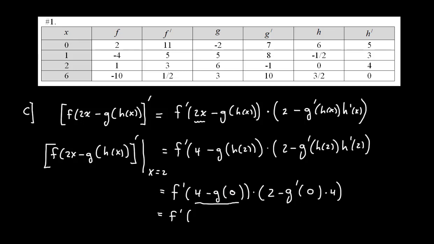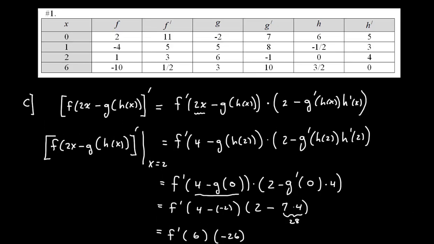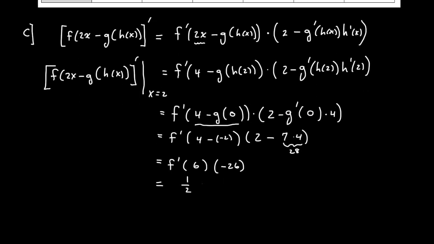F prime of, then I have 4 minus g of 0. What is g of 0? G of 0 is negative 2. So 4 minus a negative 2. 2 minus g prime of 0 is 7. So 7 times 4. Okay, now I'm scrolling down. F prime of 6 times, now order of operations, this is 28. 2 minus 28 is negative 26. F prime of 6, let's see my chart, f prime of 6 is 1/2. So 1/2 times a negative 26 comes out to be negative 13.